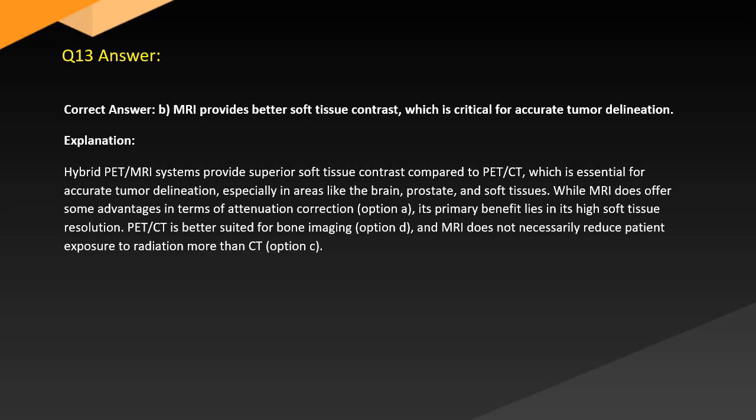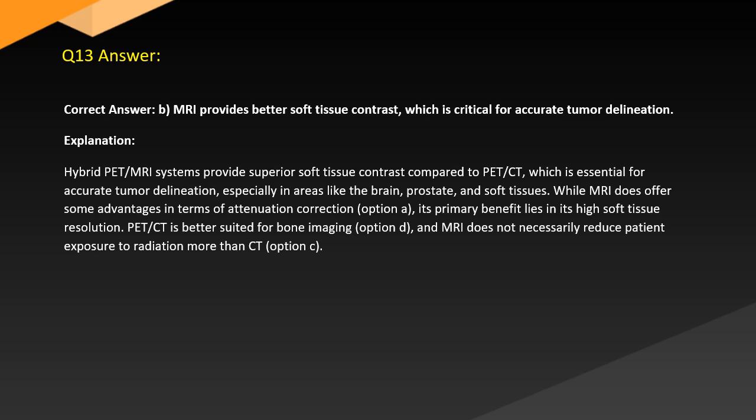Answer. Correct answer: B. MRI provides better soft tissue contrast, which is critical for accurate tumor delineation. Explanation: Hybrid PET-MRI systems provide superior soft tissue contrast compared to PET-CT, which is essential for accurate tumor delineation, especially in areas like the brain, prostate, and soft tissues.